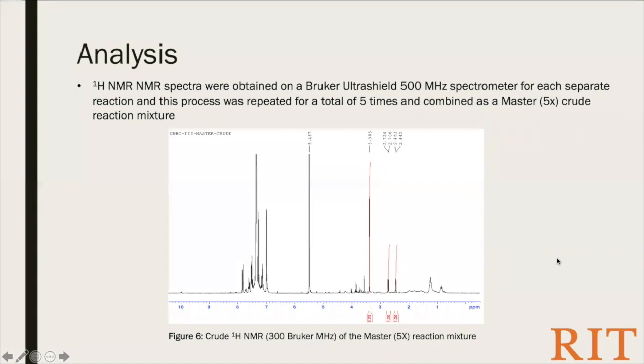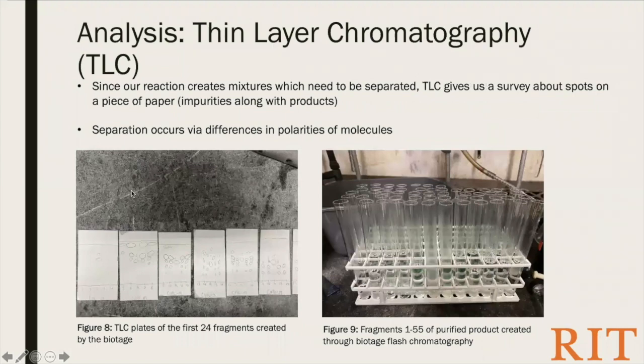Another type of analysis that we used in order to help purify our compounds was chromatography, both flash chromatography and thin layer chromatography. With thin layer chromatography, we ran plates, which look like these, and each spot that shows up under UV light would be what we had in our sample. So this was the baseline control product that we found from the racemic mixture. And these are all the fragments, from 1 to 24, that were created by the Biotage in flash chromatography. These are all the impurities and products that we found.